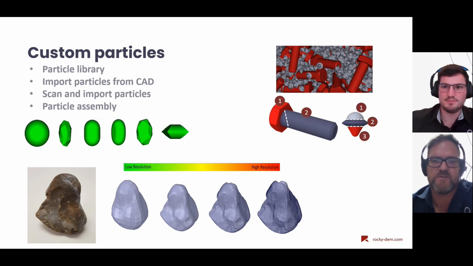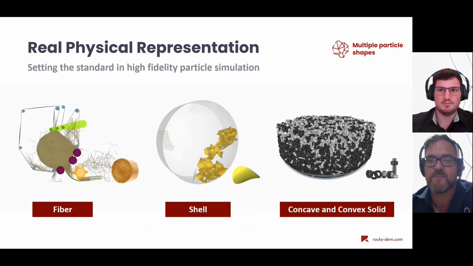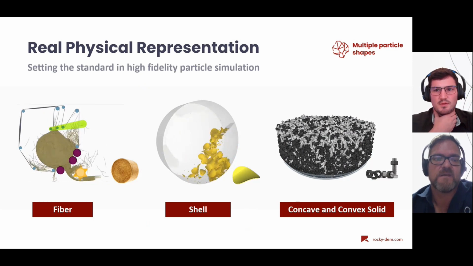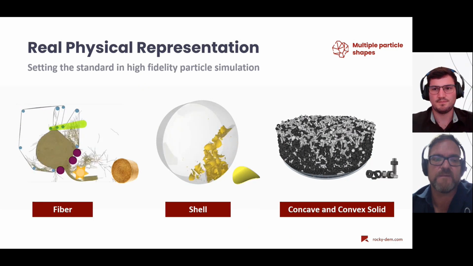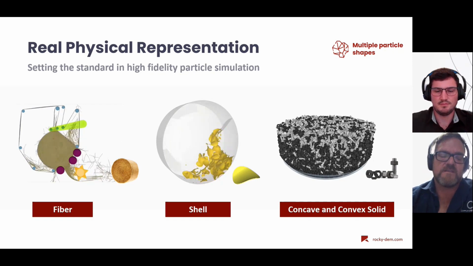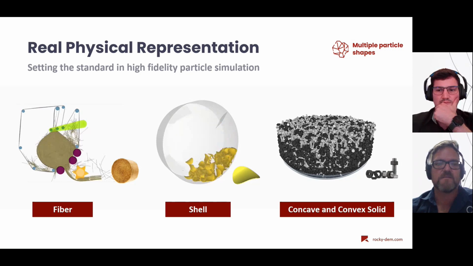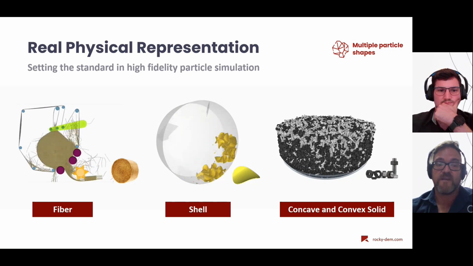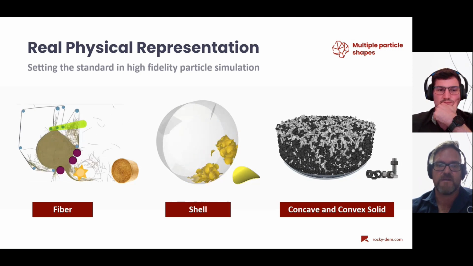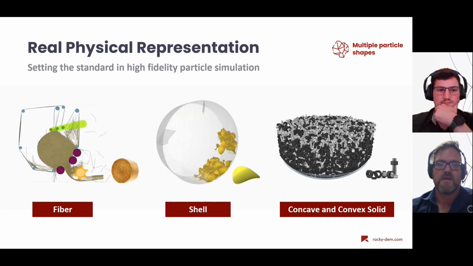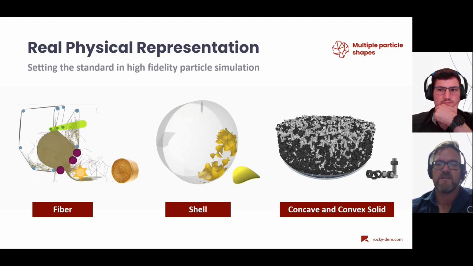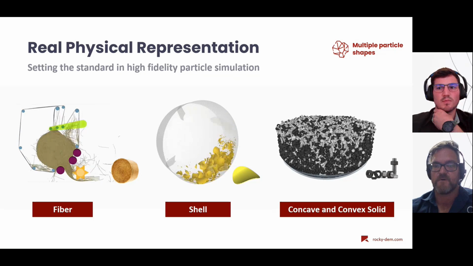This is a very powerful feature because it makes the solver perform much, much quicker. Other types of particles available in Rocky, and this is differentiating Rocky, I think, from any other DEM code, is we've got flexible fibers also as a particle shape. We can do various kinds of shells and concave and convex solid particles.